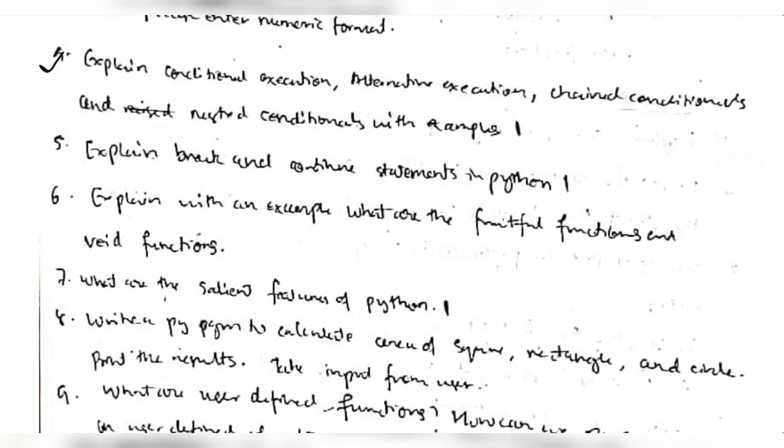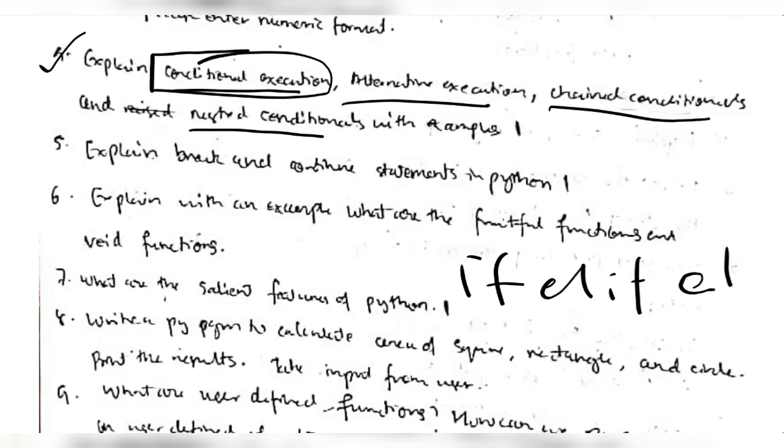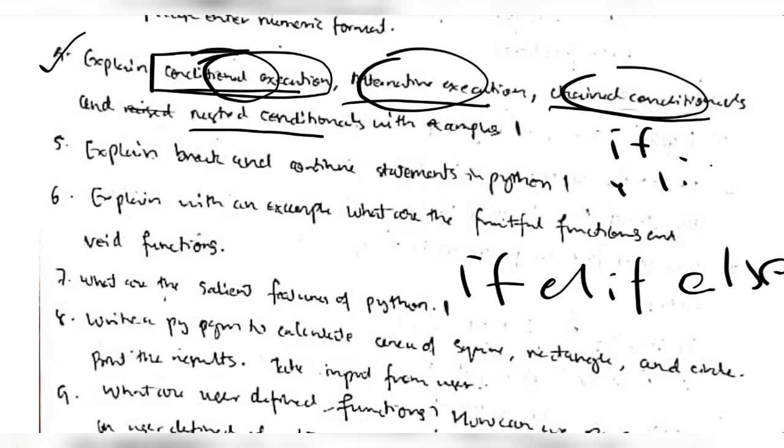And here's an important question: conditional execution, alternative execution, chained conditional and nested conditional. What is conditional execution? If, elif and else. This is only conditional execution. Alternative execution means the try and except block. Chained conditional means the if elif ladder, okay, means if, elif, and then more elifs, it will be a long chain, that is known as chained conditionals.